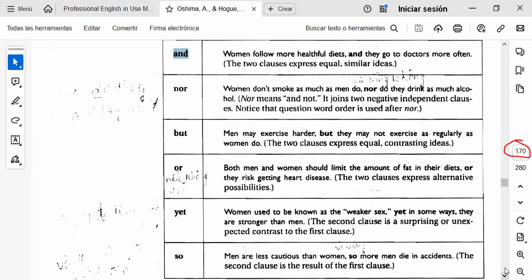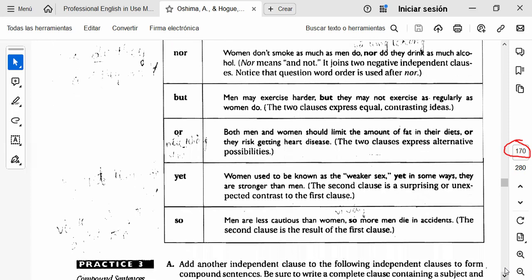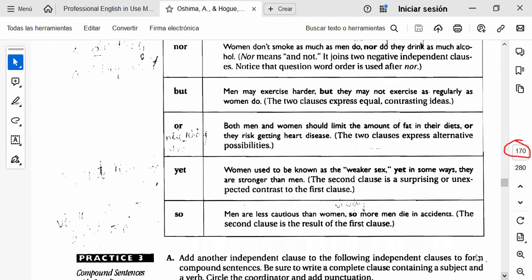Both men and women should limit the amount of fat in their diets, or they risk getting heart disease. The two clauses express alternatives or possibilities. Women used to be known as the weaker sex, yet in some ways they are stronger than men. The second clause is a surprising or unexpected contrast to the first clause.